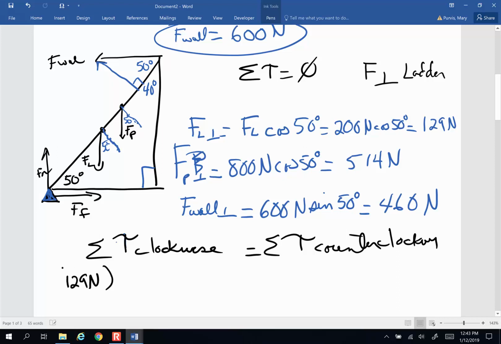129 newtons, and this is halfway. The whole ladder is 8 meters. If the whole thing is 8 meters, where is the force acting for the ladder? Halfway, so that's going to be 4 meters. The other clockwise force making the whole system pivot in this direction is going to be the force of the person, which we found the perpendicular component is 514.